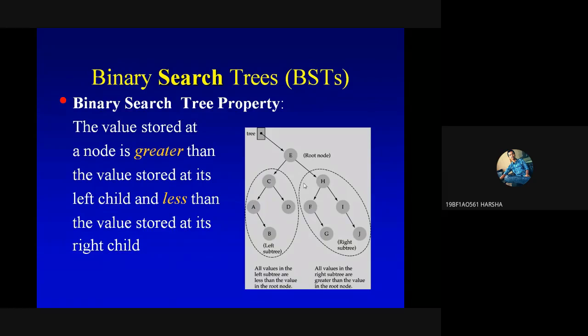A binary search tree is a tree in which each node n satisfies the following properties. So what are the properties? The major property is that the value stored at a node is greater than the value stored at its left child and less than the value stored at its right child. This is the first and major property it has to satisfy.